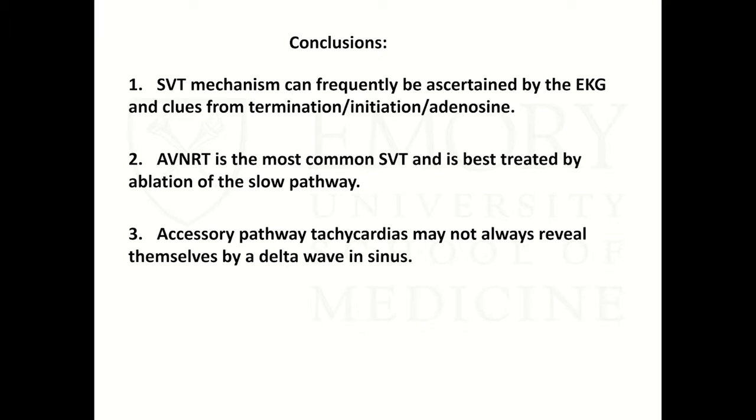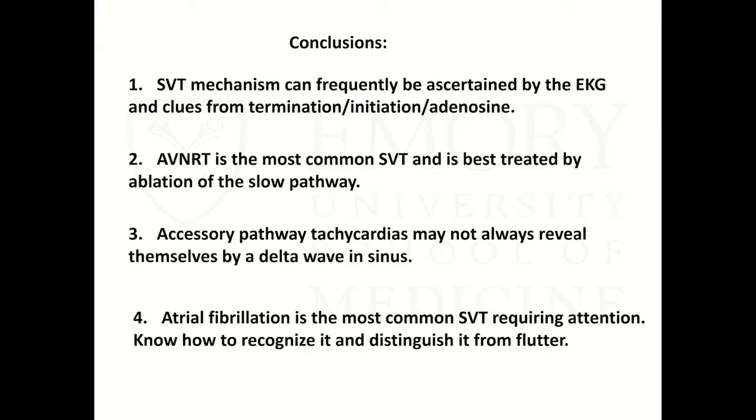Accessory pathway tachycardias may not always be evident by a delta wave. Remember that most accessory pathways are concealed. They don't conduct, Brian, this is what we were talking about yesterday, from the A to the V. They won't show delta, but they can conduct backwards, so they can predispose you to orthodromic tachycardia. Remember, AFib really is the most common SVT requiring clinical attention, and don't rely on the P waves or flutter waves or flubber waves to tell you if it's fib or flutter. Rely on your analysis of what the QRSs are doing.